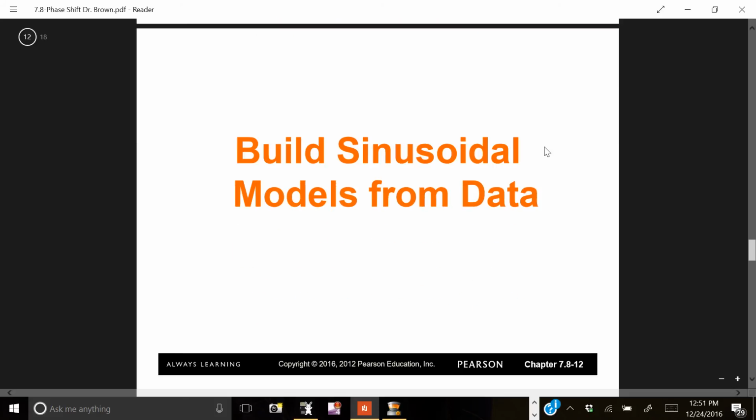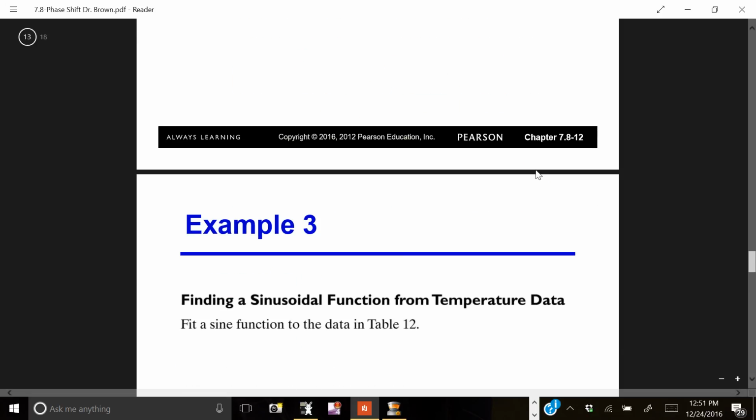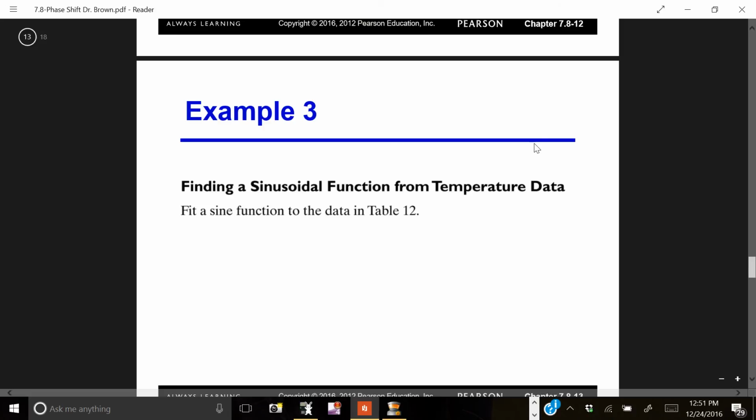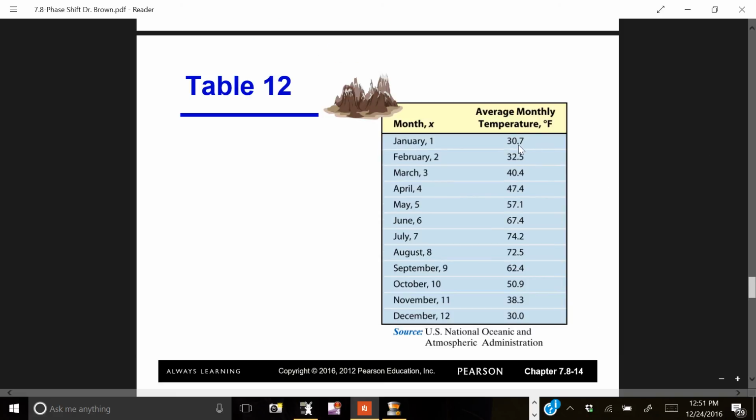Now, we're going to show one example of looking at a sinusoidal function and build a model from the data we see. We have some data on the temperature that was measured over a full year, and they want you to fit a sine function to the data. So, for instance, in January, the average monthly temperature was 30.7, February 32.5. All the way through the year, you see the temperatures going up. Then by December, the 12th month, it's down to 30.